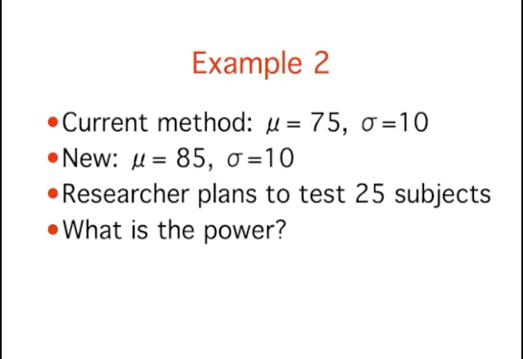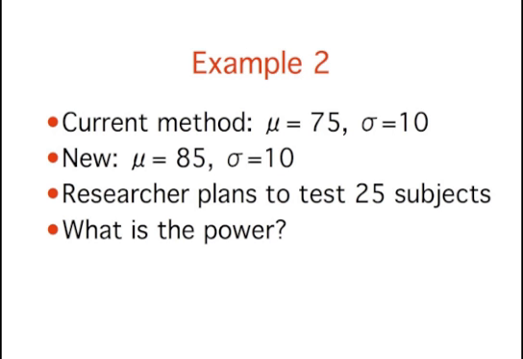Suppose a researcher were interested in whether a new method of teaching math is better than the current method. With the current method, the mean score on a math achievement test is known to be 75, with a standard deviation of 10. Assume that although the experimenter does not know it, the population mean and standard deviation for the new method are 80 and 10 respectively.